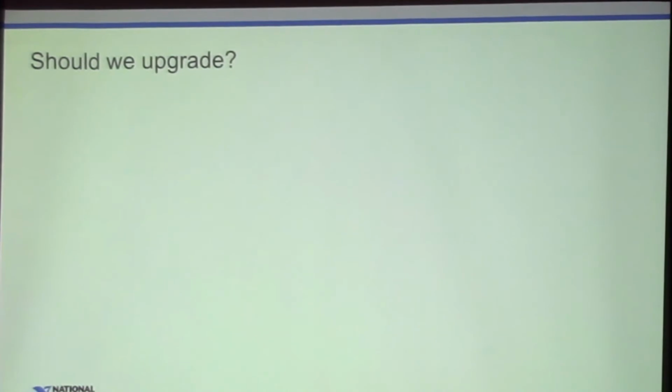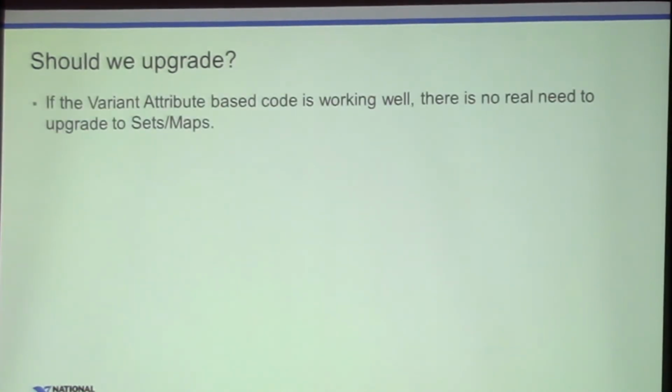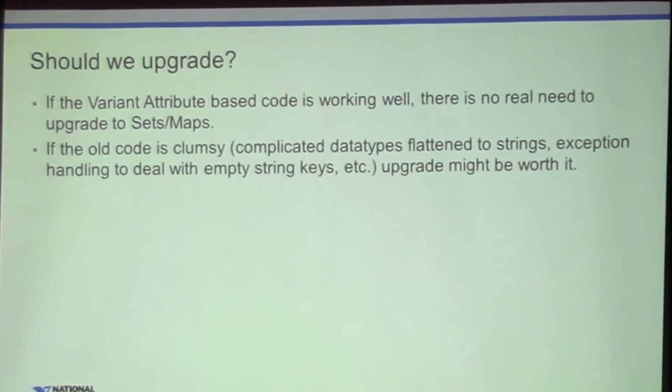So, should we upgrade? I don't know how many of you used variant attribute lookups, maybe nobody. So the question is, should we upgrade or not? Should we change to maps? If it's working well, there's no real need to upgrade. If the old code is clumsy, with complicated data types flattened to strings as keys, and you have to deal with possible empty strings as keys, where you need to do exception handling, it might be worth it.